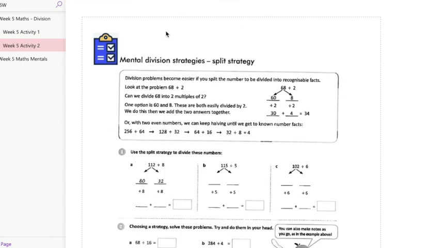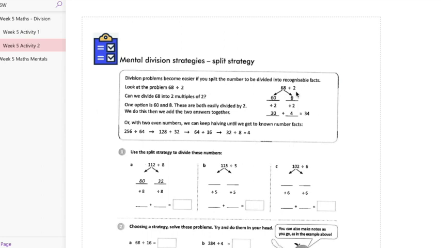As you scroll down the page, you're going to see your clipboard here. That indicates to you that your teacher is looking to give you feedback on this one. This one here, we're looking at a different strategy now, our split strategy. We're going to split our number up into smaller chunks and do the division in that way. So let's have a look. 68 divided by 2. How could I do that?